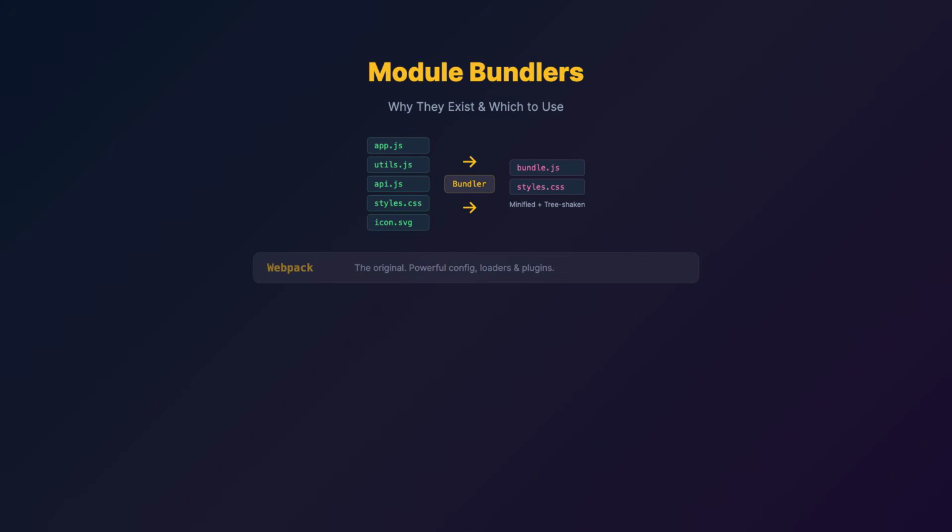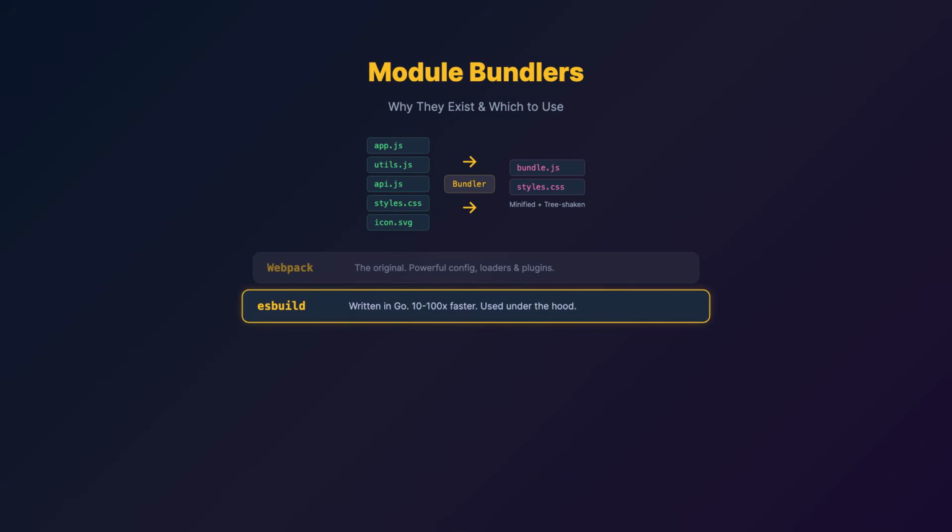Webpack needs a configuration file, loaders for different file types, and plugins for optimization. It handles everything: JavaScript, CSS, images, fonts. But the configuration can be hundreds of lines. Esbuild changed the game. Written in Go, it's 10 to 100 times faster than Webpack.